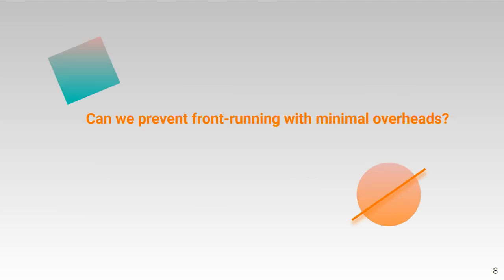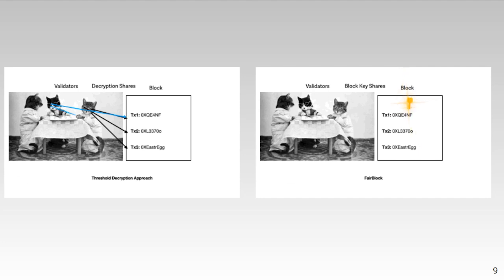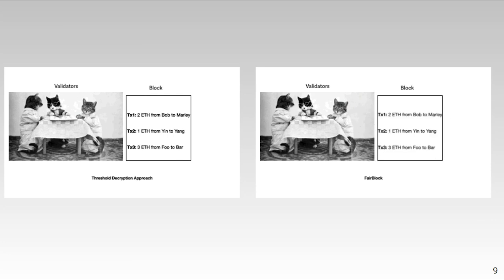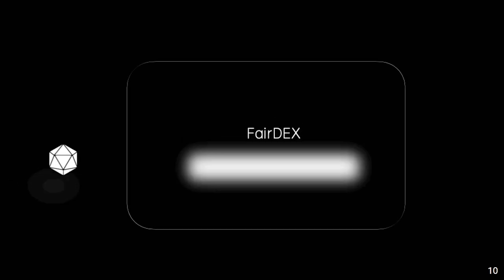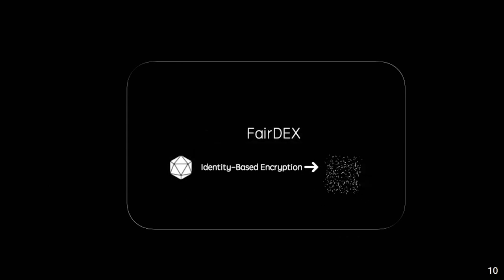And the problem with this approach is that for each of the transactions, all of the validators should send their shares. So for N transactions and S validators, in the threshold decryption approach, we have N times S decryption shares, which is quadratic. But in our approach, we are going to show how to achieve it with just one share for each validator, which means for each block, all the validators just send a single share, and we have linear complexity.